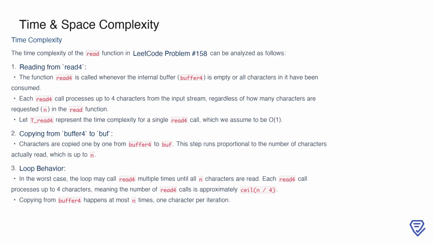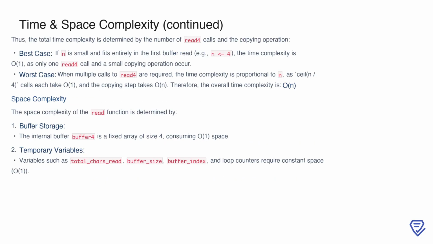Additionally, if the loop in the read function needs to fetch more characters, it will repeatedly call read4 until all n characters are processed. Since each read4 call handles up to 4 characters, the number of calls is approximately ceil(n/4). Together, these steps form the basis for the time complexity calculation. Now, combining these observations, the total time complexity depends on both the number of read4 calls and the copying operation. In the best case, if n is small and fits entirely within a single read4 call, such as when n equals 4, the function completes in O(1), involving just one read4 call and minimal copying.